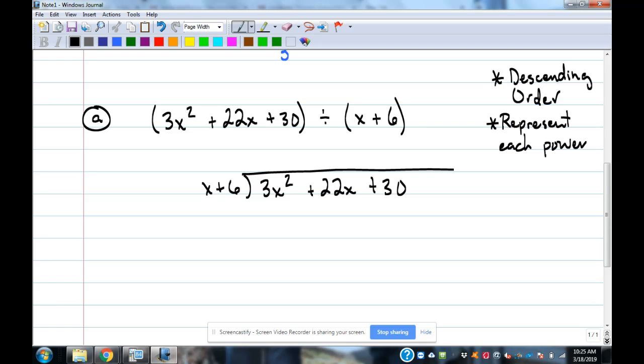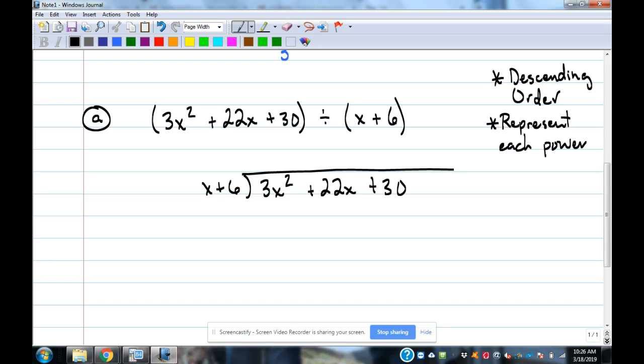That really matters. All right, now, so descending order, a representative for every power, and we'll see that more as we go along here. I have some that have some missing powers. Okay, so first step is looking at the front of your divisor. Don't look at the entire divisor. Just look at the leading term, the front term. It's in descending order, so we're looking at x. The plus 6 is going to make some things happen, but it's not the biggest part of this. We're going to look at x.